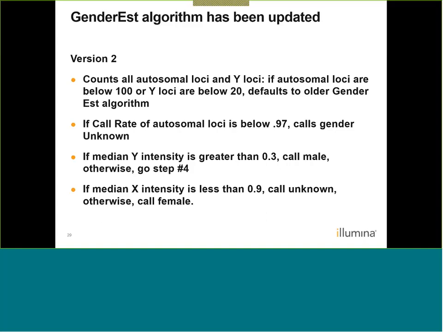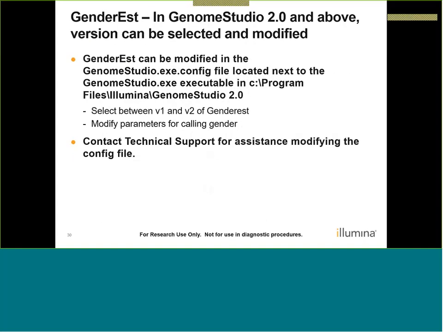If the median Y density, that is normalized Y intensity, is greater than 0.3, then it will call the sample a male. If it does not meet this criterion, then it will move on to the next algorithm criterion. If the median X intensity is less than 0.9, then we will call it unknown. Otherwise, it will call it a female. All right? So those are the two GenderEst algorithms.